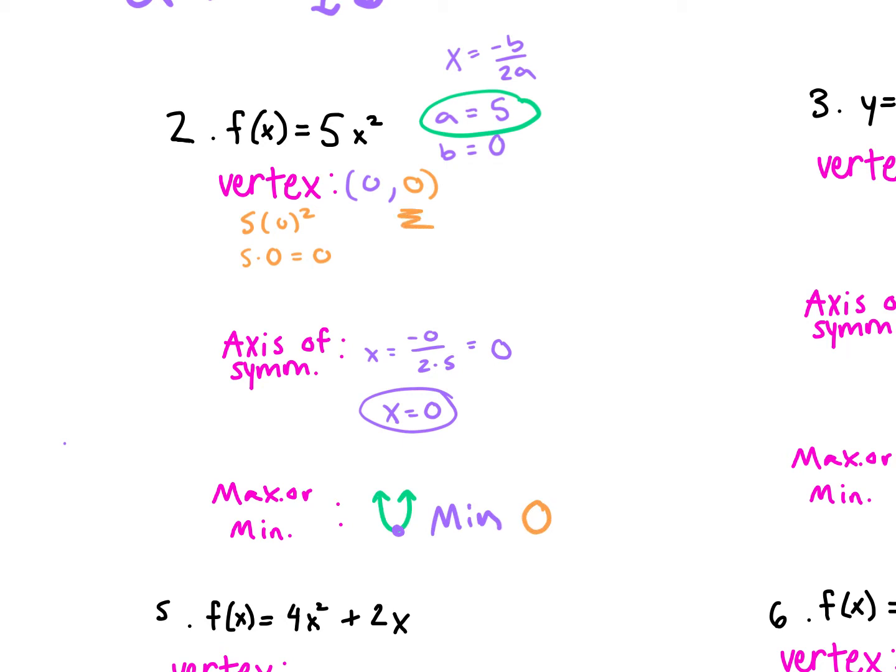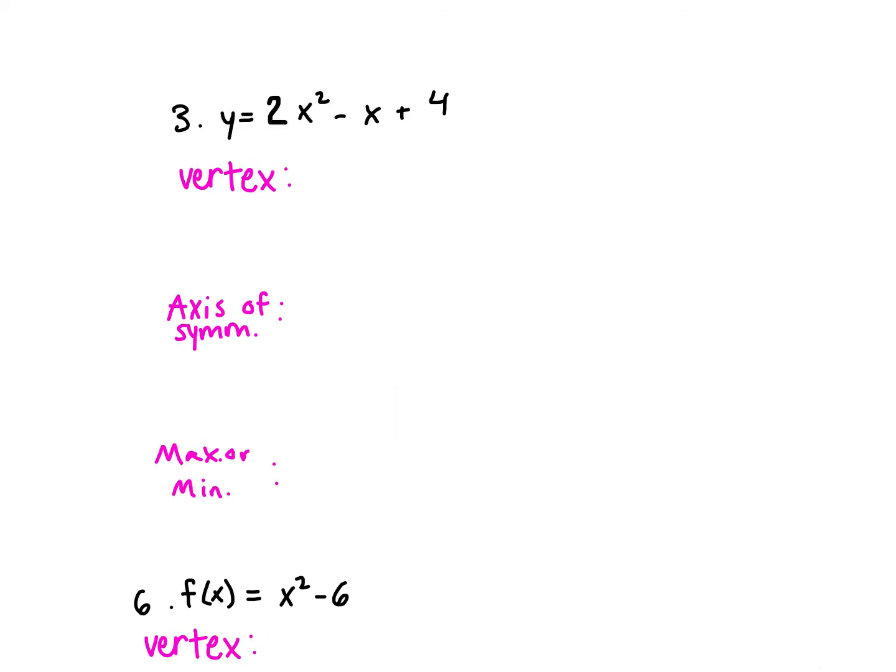Any questions here? Alright, so let's start with our axis of symmetry. Our formula is x is equal to negative b over 2a. Maya, what's a here? 2. Eli, what's b?